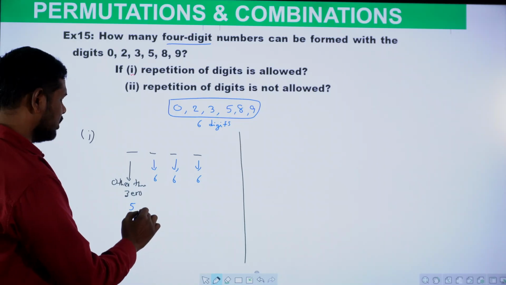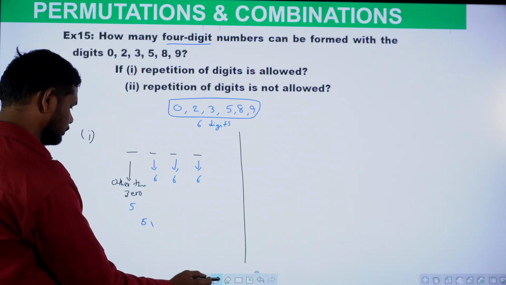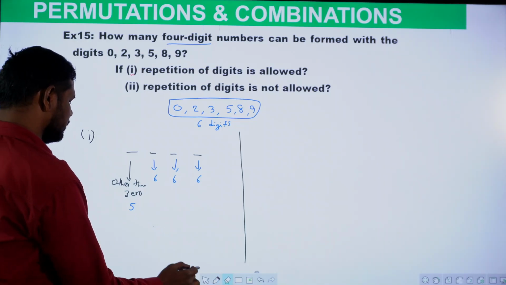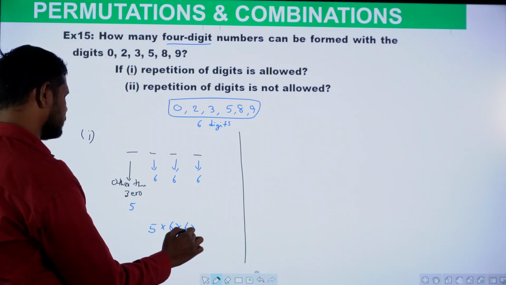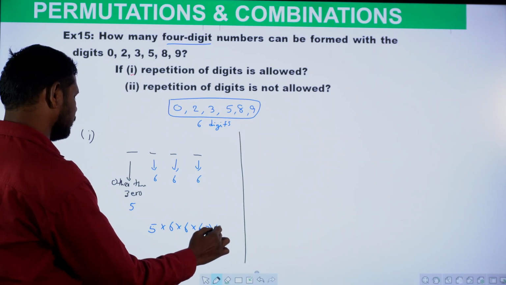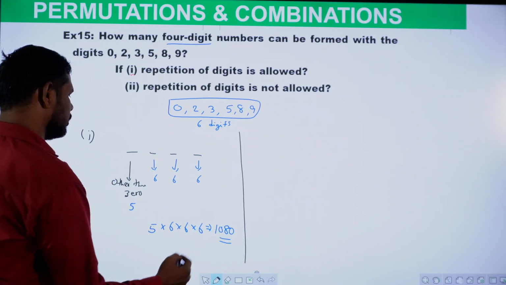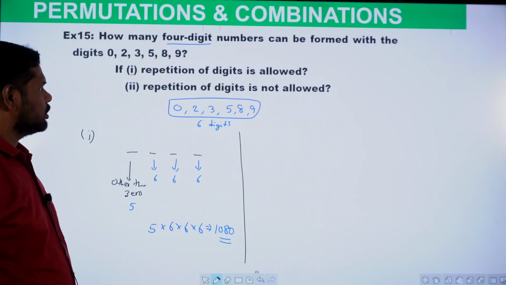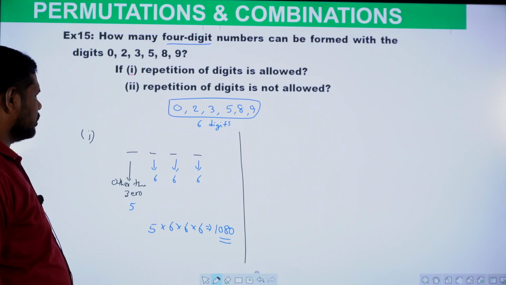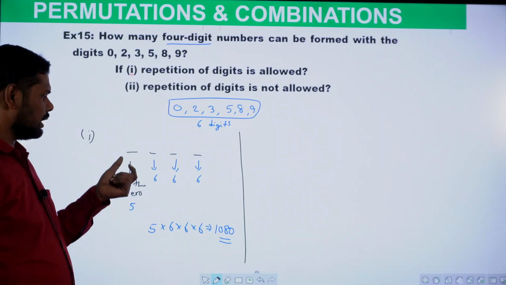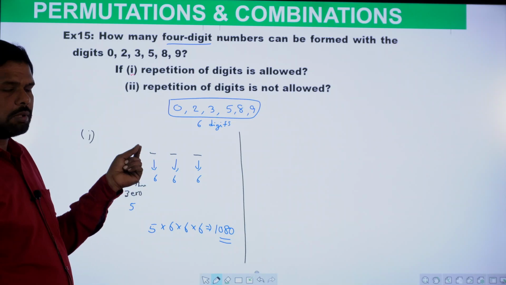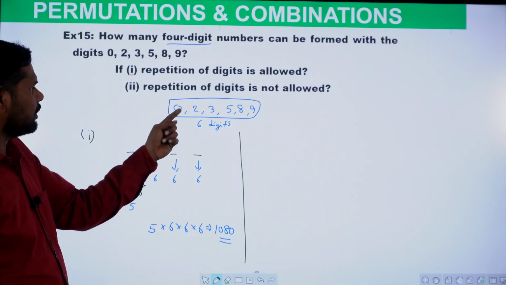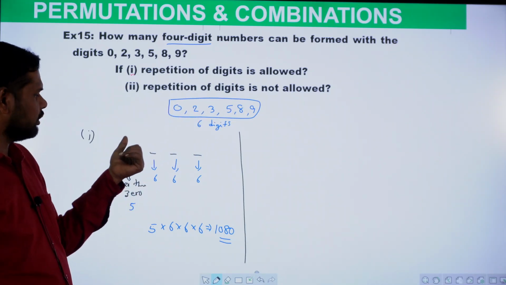So how many ways? 5 into 6 into 6 into 6. 216 into 5 is 1080 ways. Simple, yes, clear. With the digits 0, 2, 3, 5, 8, 9, at the starting place we use a non-zero digit. Why? If we use 0, then it becomes a 3 digit number. That is the problem.